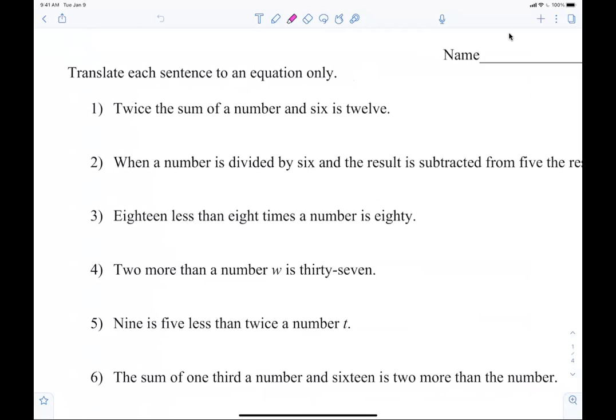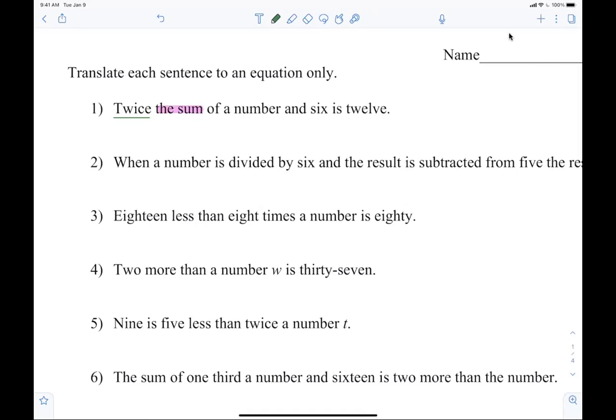Twice the sum of a number and 6 is 12. So what are you thinking on this? What does twice mean? Twice means multiply by 2. Now, I told you something last week about when multiplying by 2 and sum, those are two operations right next to each other. So what do they require? Do you remember? Parentheses. Yes, sir. Very good. All right, Jackson, I'm happy with you.